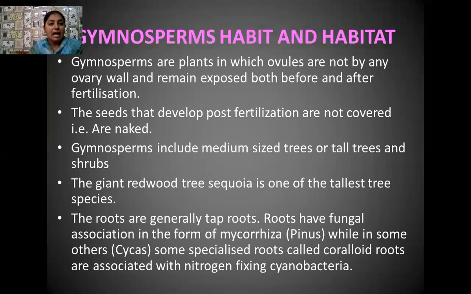Gymnosperms have all types of plants. The trees may be of a medium size, tall trees are also there, and then shrubs are also there. One example of the tallest tree among the gymnosperms is the giant redwood tree, Sequoia. So this giant redwood tree, Sequoia, is the tallest tree, which is actually a species of these gymnosperm plants.